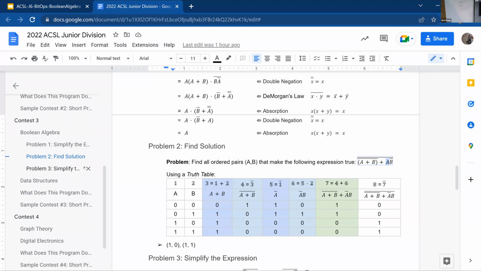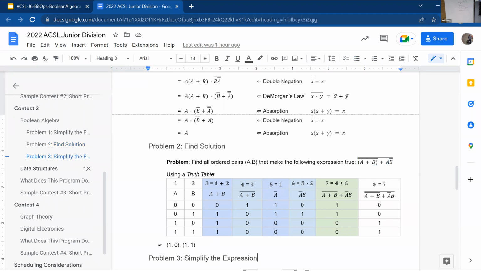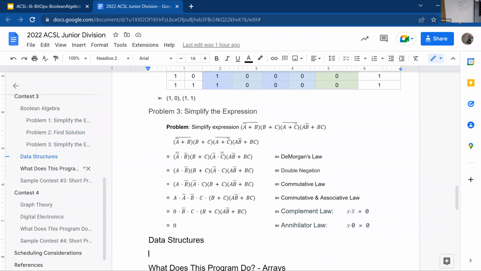If you think about it, if you simplify this whole expression down to A, it means as long as A is true, the whole expression is true. So B really doesn't matter in this case. B could be either 1 or 0, and the whole expression is true. And so those are the 2 pairs that make the whole expression true. And the next problem, again, is another simplification rule.